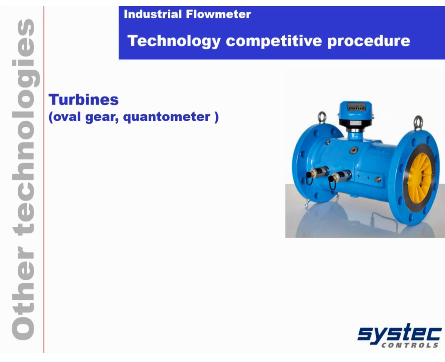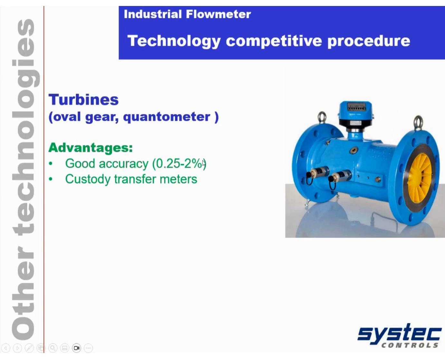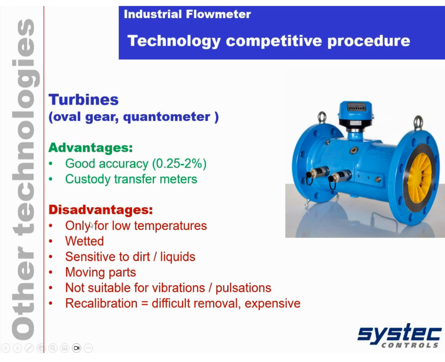For natural gas, a typical technology is still these turbines, these massive turbines. Advantage, they have a perfect accuracy, so you can go to 0.25 as the turbines in our test bed. So they are used for custody transfer meters, very accurate. Disadvantage, only for low temperatures. It's a wetted technology once more. They are extremely sensitive to dirt and liquids, so don't use these moving parts for dirty fluids. They will be destroyed very fast, and it's not suitable for vibrations and pulsations. And for recalibration, once more, you need to remove the whole flow meter. Pricing-wise, 10 times our SUF ultrasonic flow meters. So a calibrated turbine, DN 200, 25,000, 30,000 euros, something like that.